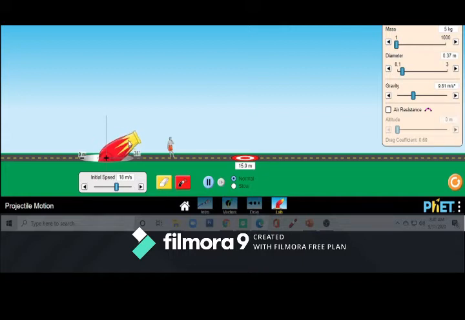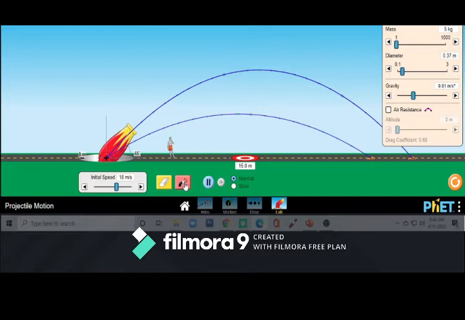Observe. Let's say I have a 30-degree launching angle and an initial speed of 18 meters per second. This is the range of the pumpkin. Now, if I launch it at 45 degrees, what would happen? If you look at this, it has a greater distance, and this time it also has a higher height.